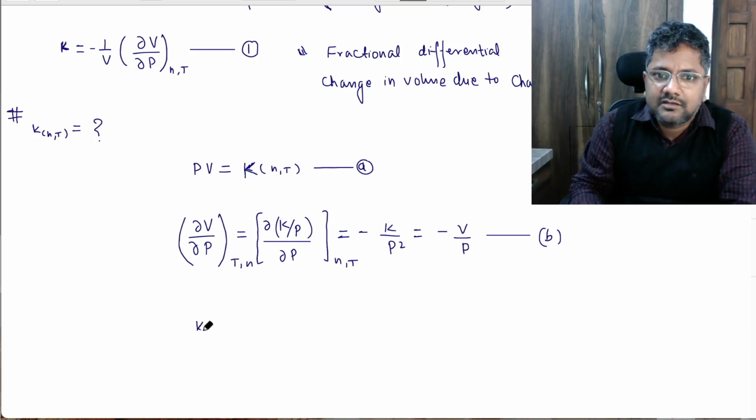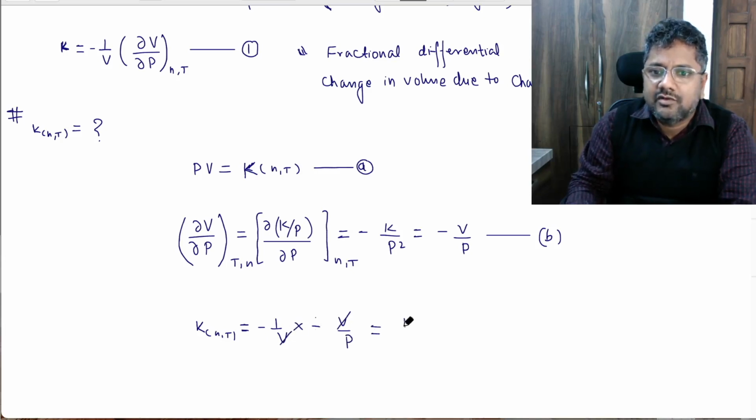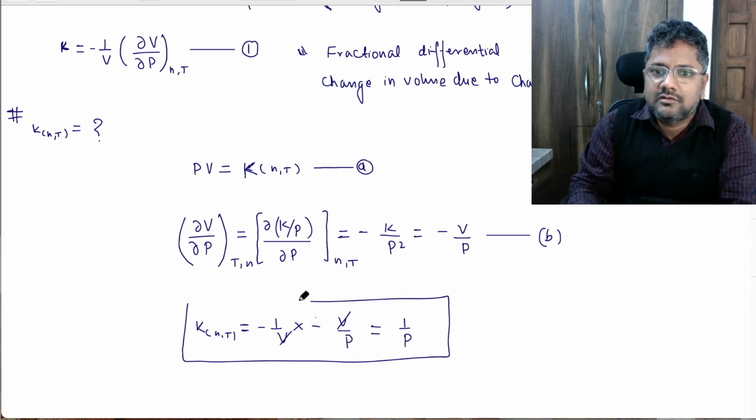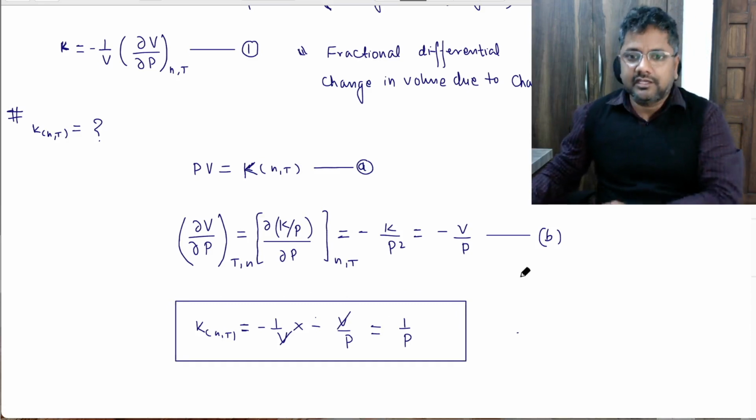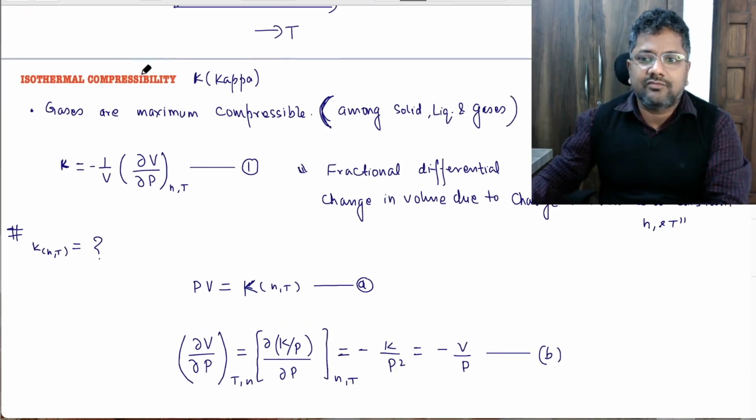So kappa T is equal to minus 1 by V into V by P, minus V by P, minus V by P. So V cancels, so this is equal to 1 by P. So basically, this isothermal compressibility is nothing but it is the reciprocal of what? Pressure.